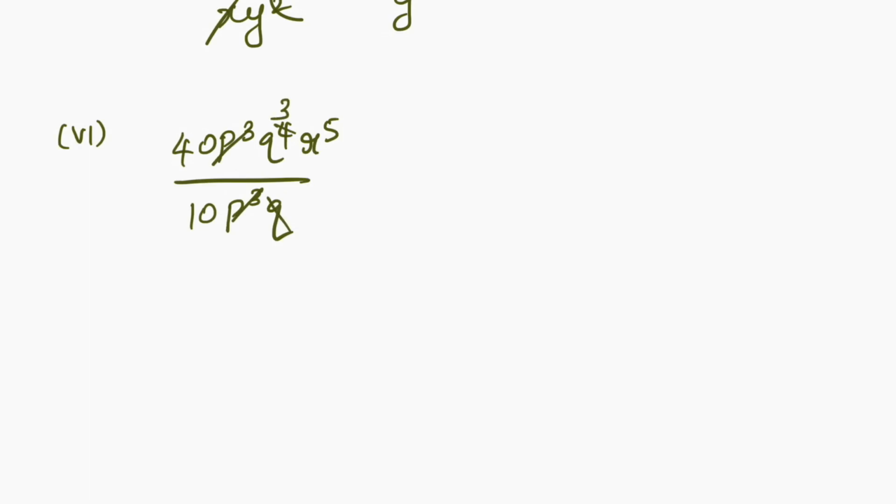Sixth one, 40p cube q to the power of 4 r to the power of 5 divided by 10p cube q. P cube will get cancelled. Q to the power of 4 becomes q cube, as one of the q is cancelled. Again 4. So what will be the answer? 4q cube r to the power of 5.